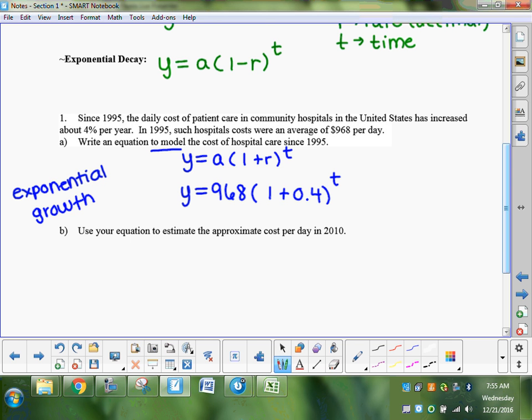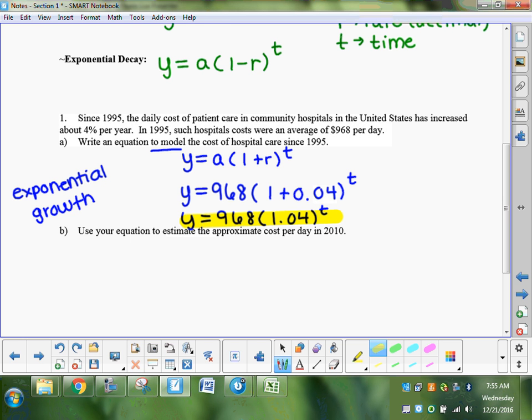Now, something on there is intentionally wrong. What's on there that's wrong, Tyler? It's 0.4, it should be 0.04. There you go, 0.04. Everybody always makes that mistake as they transition. So that would be one equation, or the simplified form is 968 times 1.04 raised to the t power. That final one here would be the one that you would really be expected to go through and give.